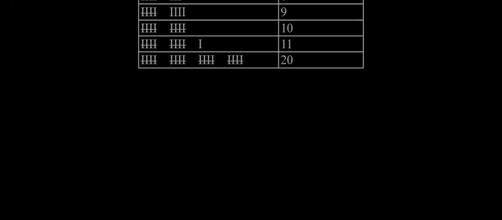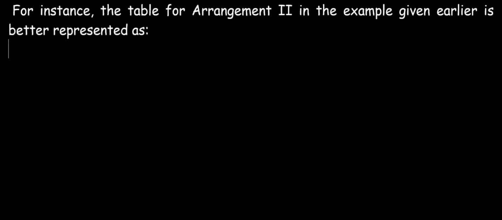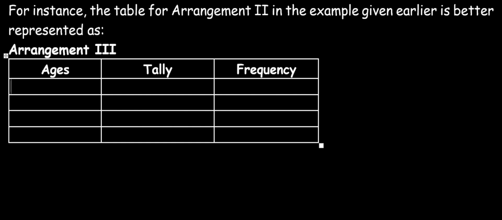For instance, the table for arrangement 2 in the example given earlier is better presented as arrangement 3: ages, tally, and frequency. Now under the first set of numbers we have 13. And how many times the 13 occurs is 5. That is represented as 5 tallies before we now write out 5 as the frequency.